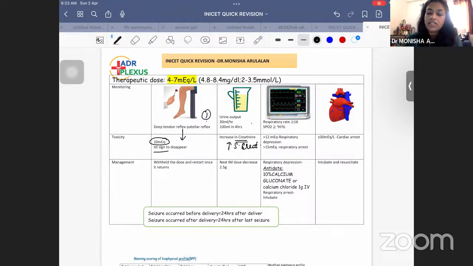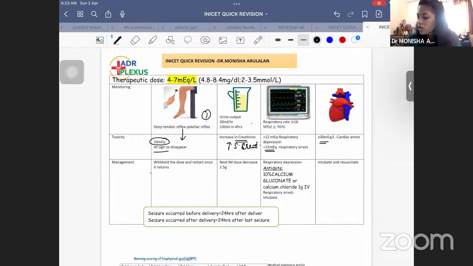Respiratory depression occurs at more than 12. Respiratory arrest is more than 15. And for cardiac arrest, it is more than or equal to 30 milliequivalents that can cause cardiac arrest. Talking about the management, if there is disappearance of the deep tendon reflexes, withhold a dose and restart once it returns.